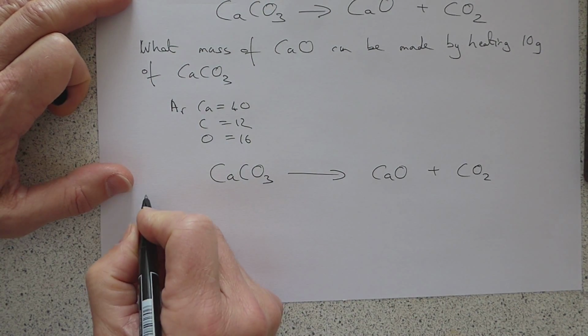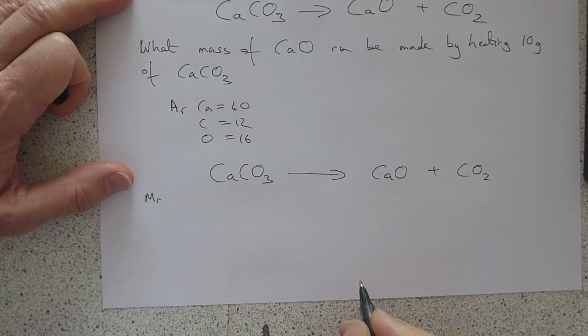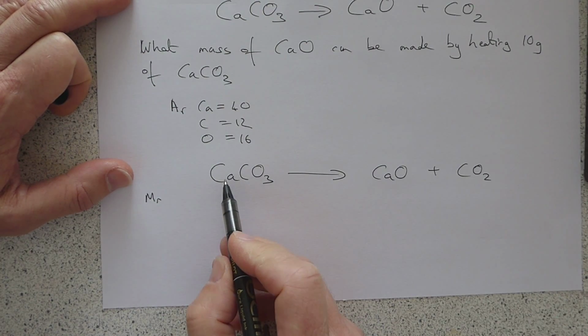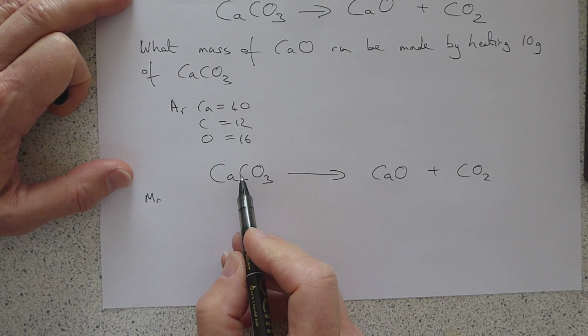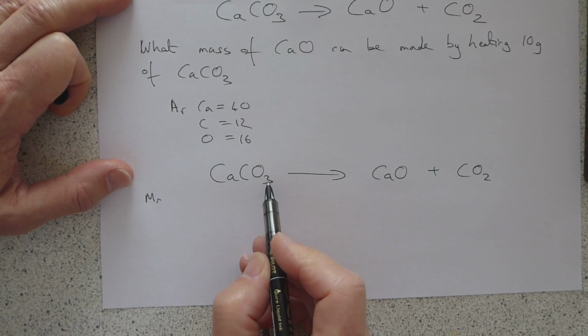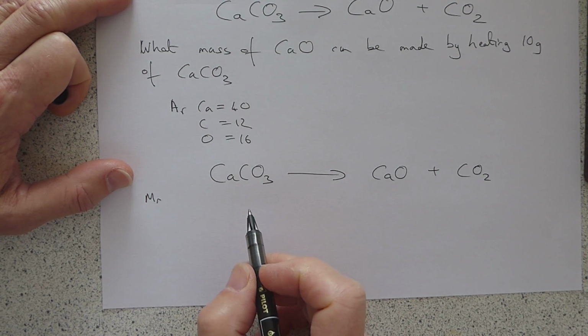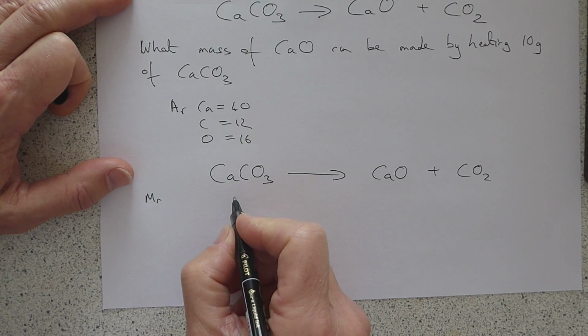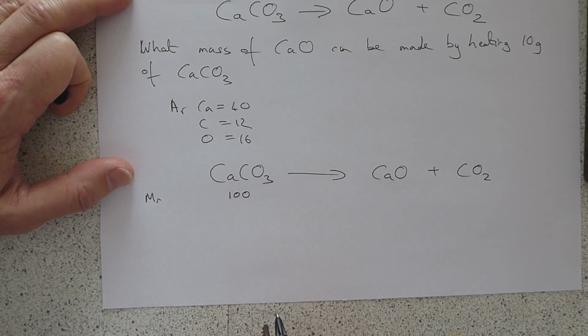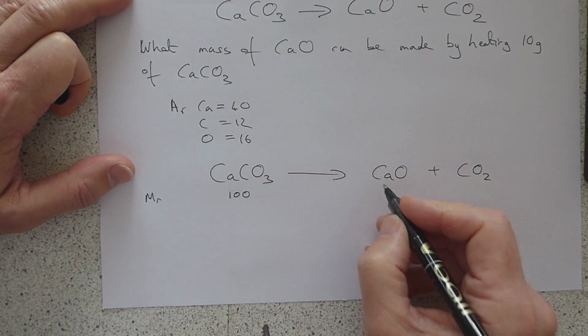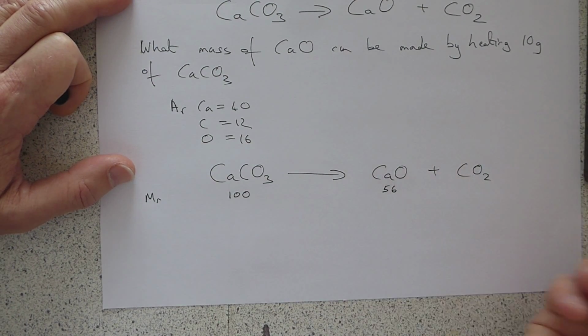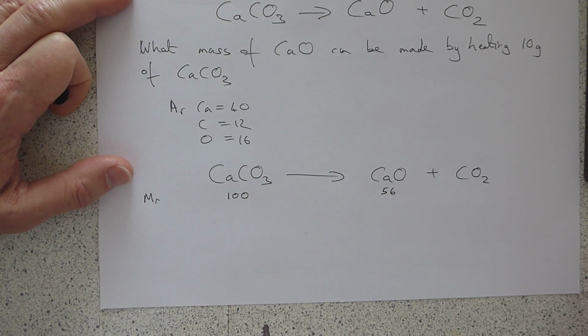Right. First of all, I'm going to write the MR of the relevant substances. Calcium carbonate. Calcium is 40, carbon is 12, that makes 52. 3 oxygens, 3 16s are 48. 52 plus 48. Calcium carbonate weighs 100 MR. Calcium oxide, 40 plus 16, is 56. Now I'm going to do this calculation the way I would do it.